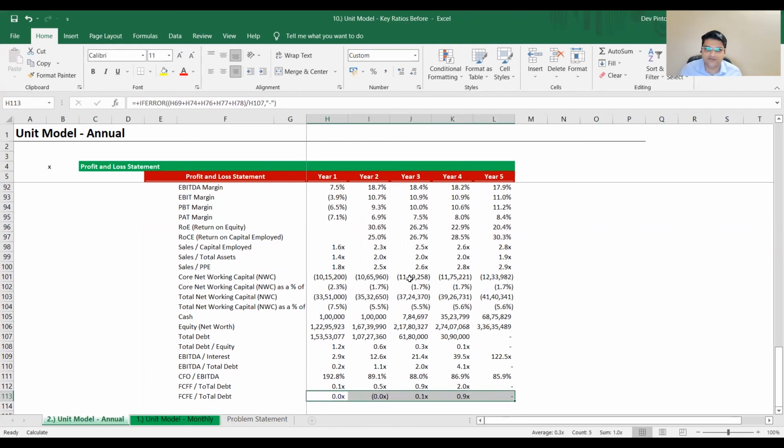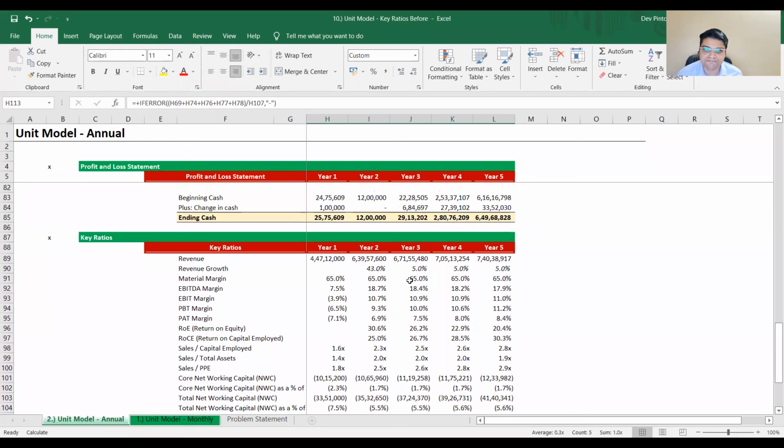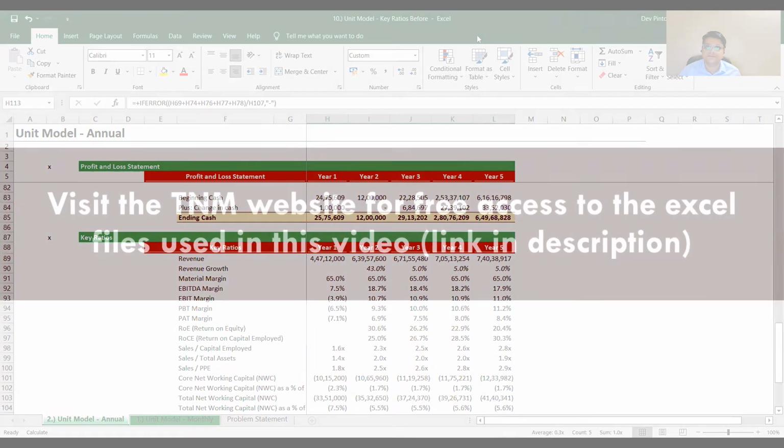Okay, so in this video, we've computed some of the key ratios. See you guys in the next video.